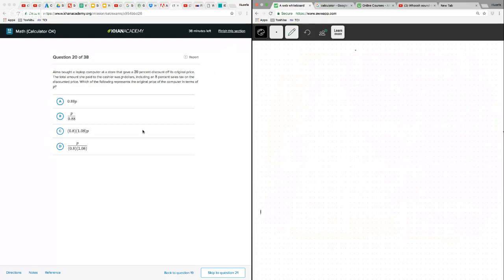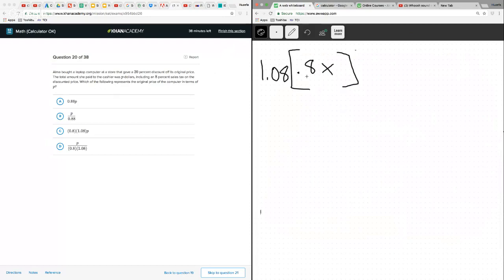Alma bought a laptop computer at a store that gave 20% discount off its original price. The total amount she paid to the cashier was P dollars, so 20%, so she paid 0.8 of this. And the total amount she gave to the cashier was P dollars, including an 8% sales tax on this. So then she got this, and then she paid this. Okay, what am I doing here?